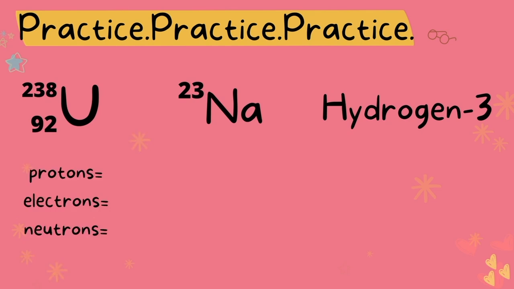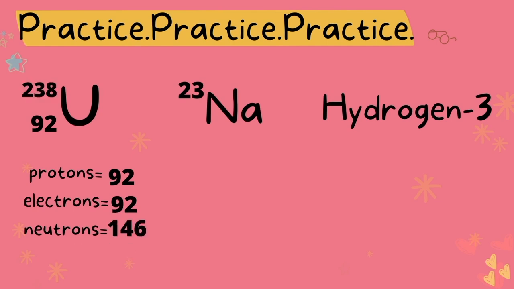We know the atomic number is 92, so the number of protons is 92. Number of electrons is the same, 92. And to find the neutrons, we subtract 92 from 238, and we get 146.